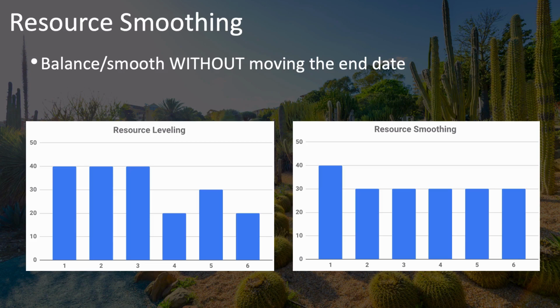In this case, notice that we've kept ourselves within the bounds of the number of weeks that we started with, and that we're not extending the end date. That's the rule for resource smoothing. You've got to work with the amount of time that you have, and you can't push out the end date. If you end up pushing out the end date, then it's not resource smoothing anymore.